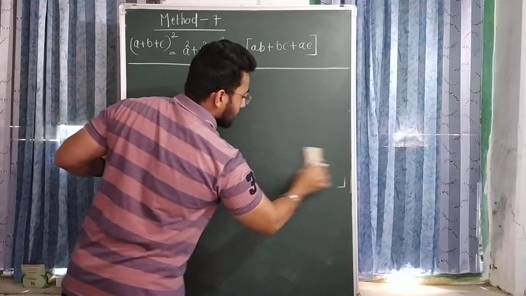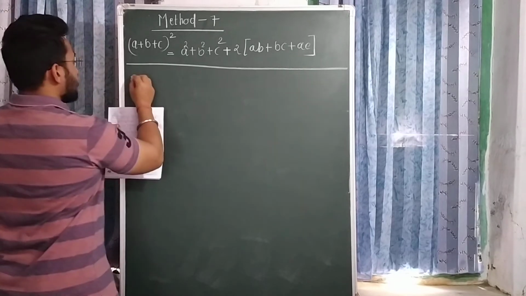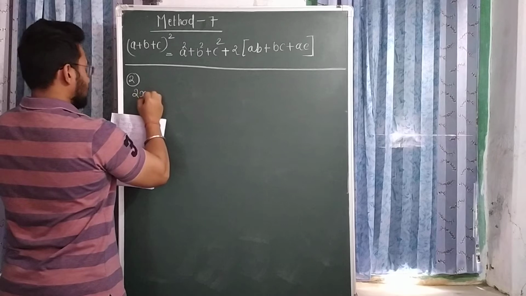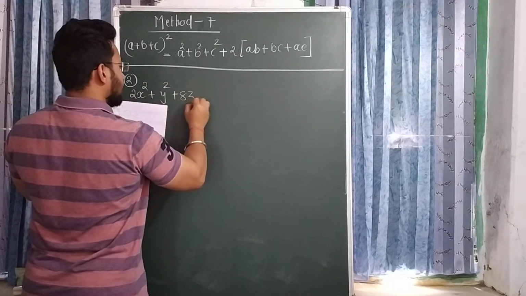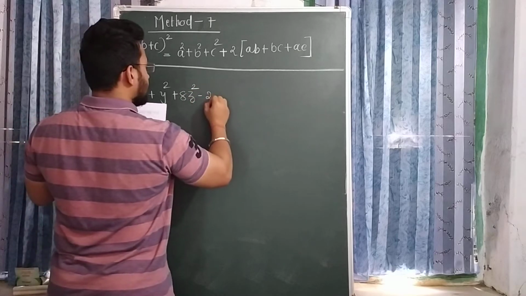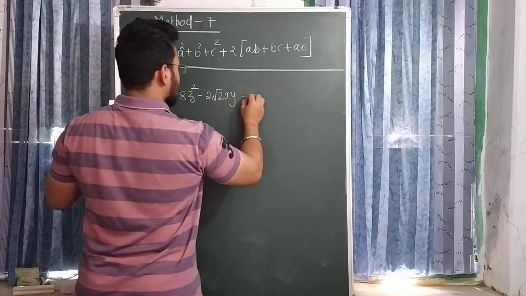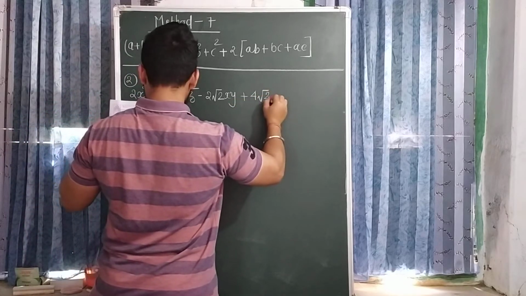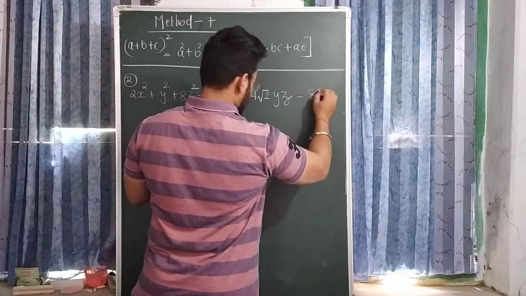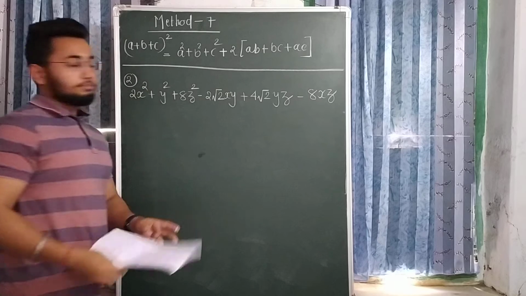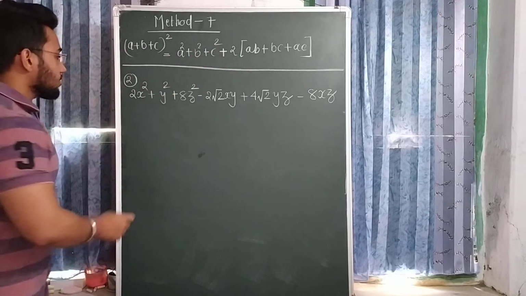Now let's take one more example. 2x square plus y square plus 8z square minus 2 root 2 xy plus 4 root 2 yz minus 8xz. Now how can we solve? Again, simple, using this formula.